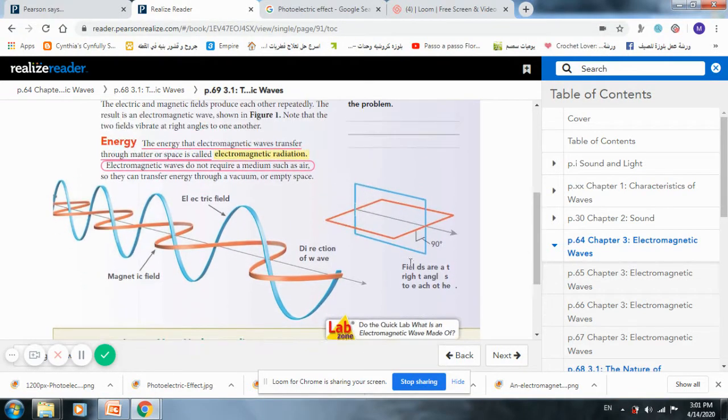Now don't forget about the angle. They are perpendicular to each other to create electromagnetic waves. If we want to analyze it, we will have a magnetic field perpendicular to the electric field, and they move in the same direction, at the speed of light.